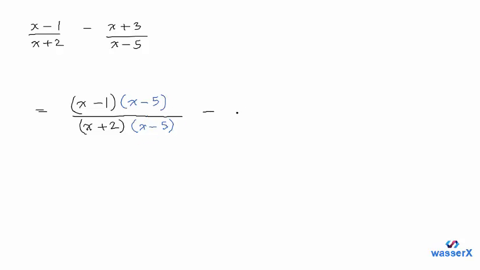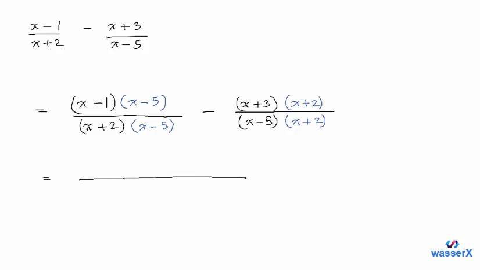Minus, and do something similar on the other side, x plus 3 on the top, x minus 5 on the bottom, which is given, multiplied with x plus 2 on the top and on the bottom. So now we have a common denominator. So everything on the top over x plus 2 on the bottom times x minus 5 on the bottom. Let's multiply these two out.